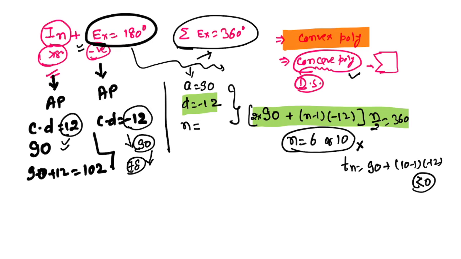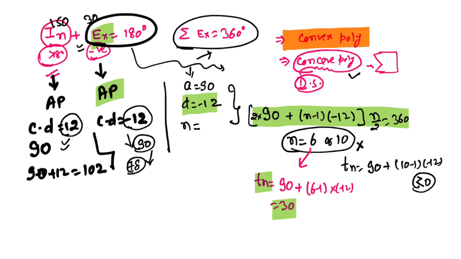So whenever we have these questions, we work on the smaller value. So our nth term, or largest term, will be 90 plus 6 minus 1 into minus 12. This is nothing but 30 degree. And what did this 30 degree turn out to be? 30 degree is the exterior angle. But I wanted the interior. If our exterior angle is 30 degree, then the interior is 150. And this is the answer of this question.